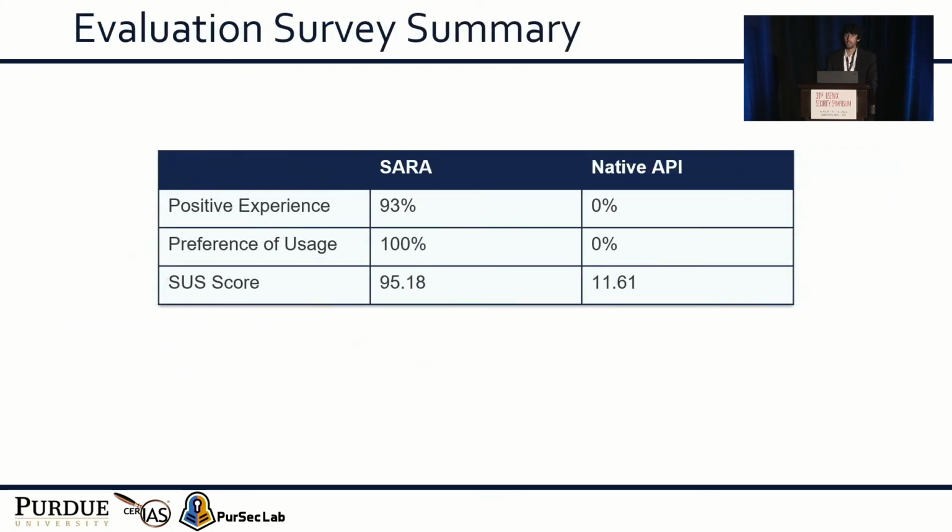Then we also had an evaluation survey at the end. The evaluation survey also had questions from the System Usability Scale, and for SARA we got a score of 95.18, whereas for the native API, the score was only 11.61. As a reference, an average score of 68 is considered good, whereas 11 is pretty low on the scale. Keeping that in mind, I think we were able to verify our hypothesis that the native API is indeed very hard to use, whereas SARA takes care of all of those complexities and makes it easier for the developer to use.